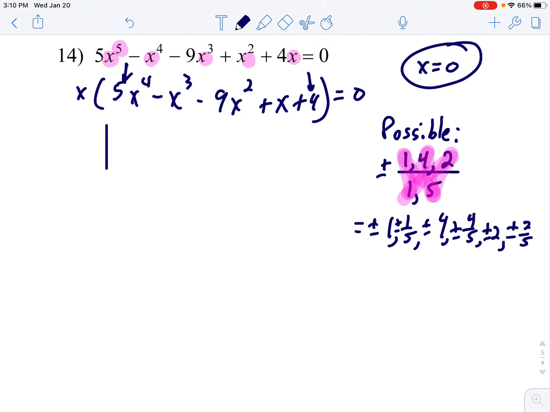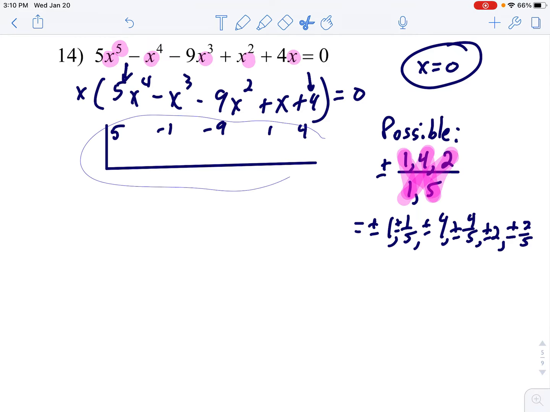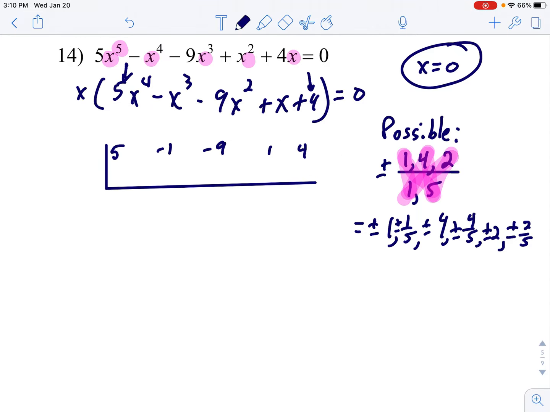Now when I go to do my synthetic division, I've got my possible numbers to choose from. Let me bring this down there. So I got my coefficients. And what number should we try first? How about 1? We always want to start with 1. 5, 5, 4, 4, negative 5, negative 5. 1 minus 5 is negative 4. 1 times 0. It worked.